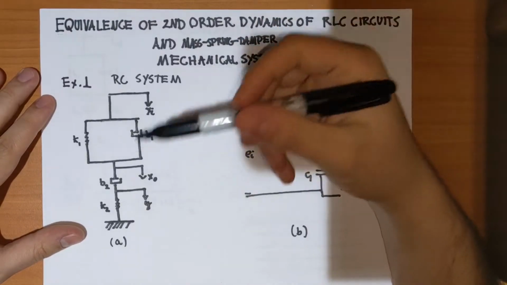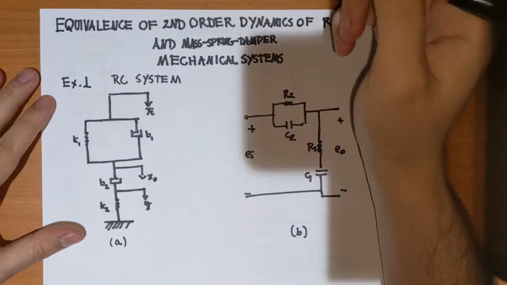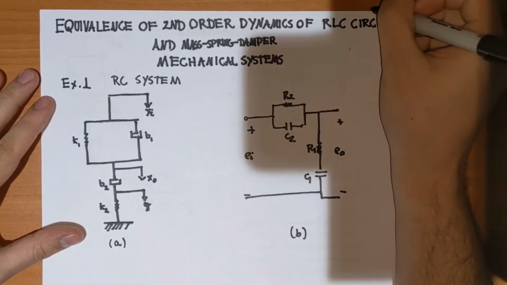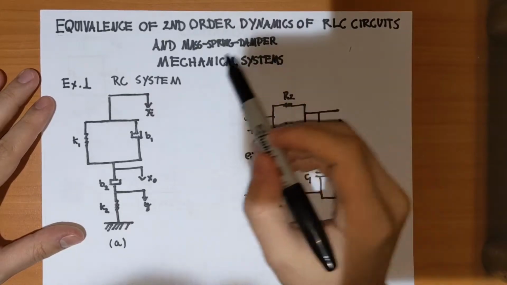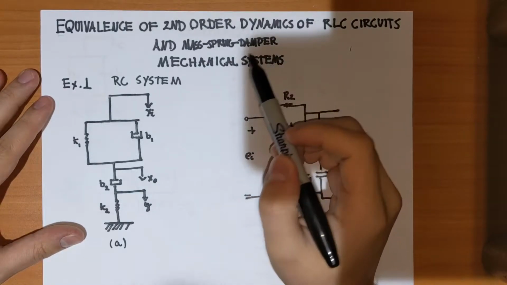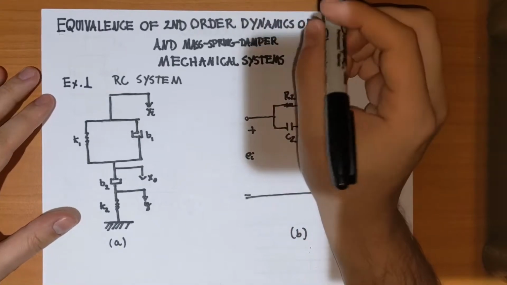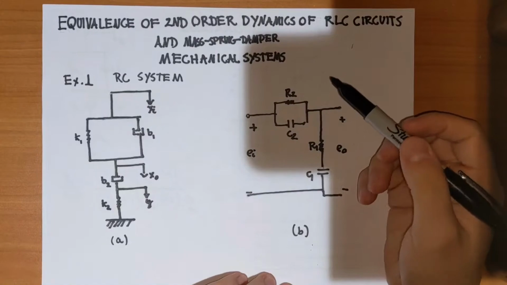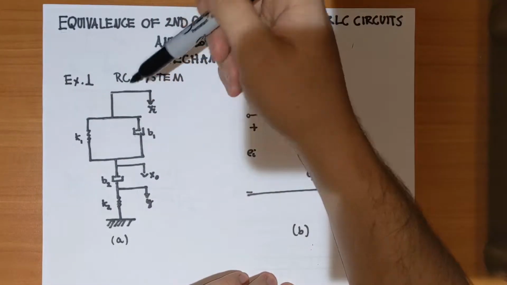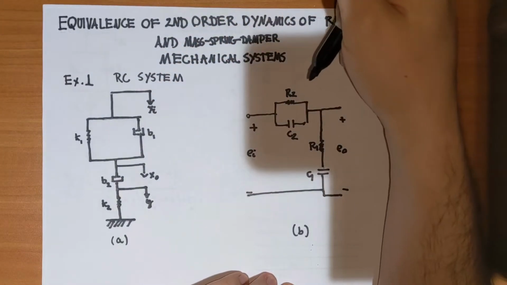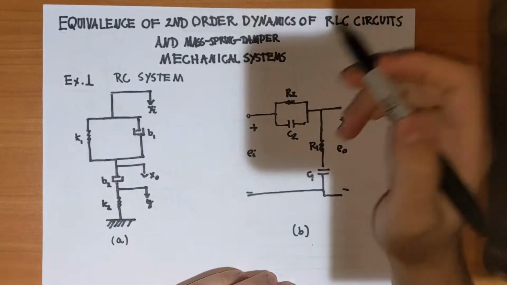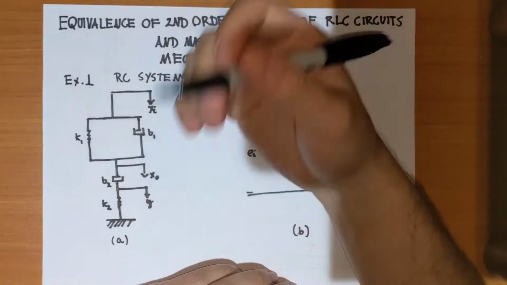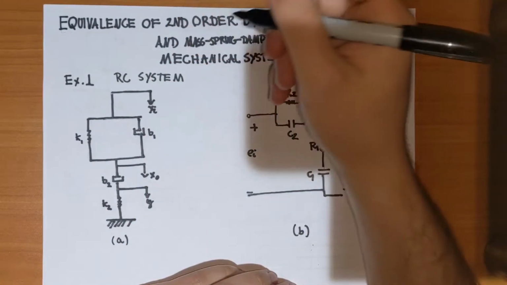Hi guys, welcome. In this video, I'm gonna teach you about the equivalence of second order dynamics of RLC circuits and mass spring damper mechanical systems. So what is this all about? Let's say you have a mechanical system and an electrical system, and in some way, shape, or form, this system will behave the same. What do I mean by this?